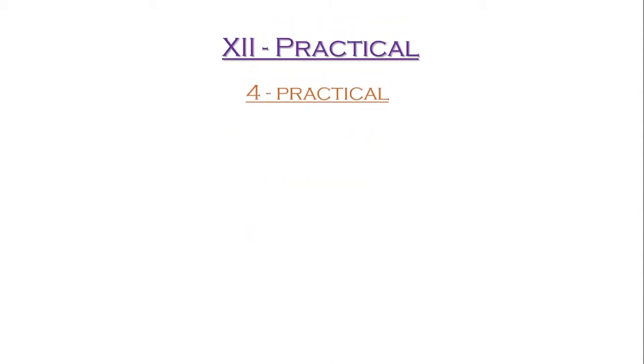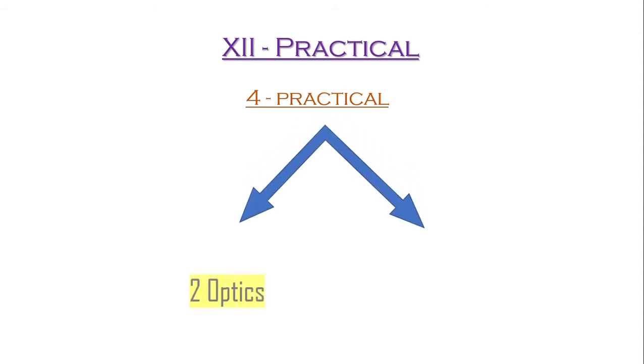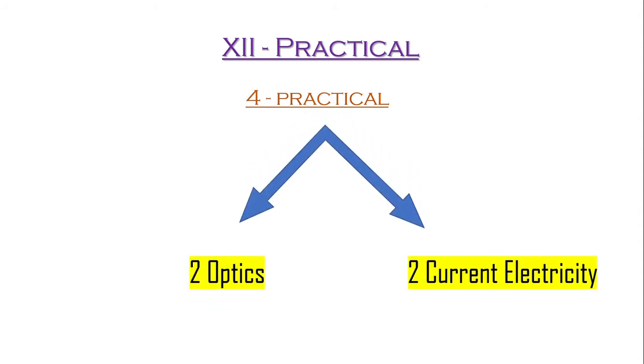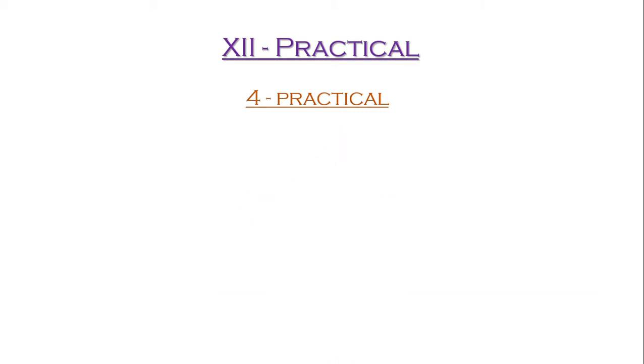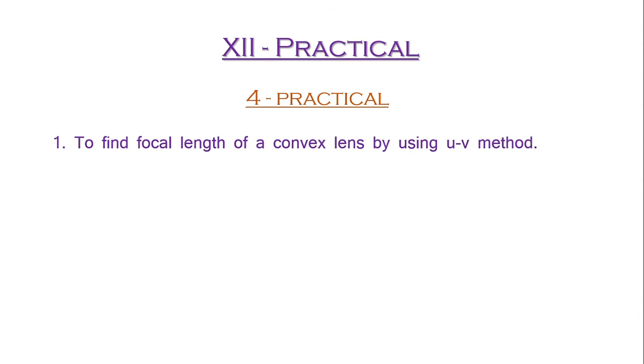Now, because of COVID, we have only 4 practicals to cover. In the 4 practicals, 2 are for optics and 2 are for current electricity. So we'll go through all the practicals that we'll be doing. The first one is to find the focal length of a convex lens by using the UV method.